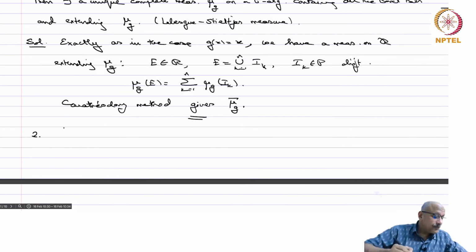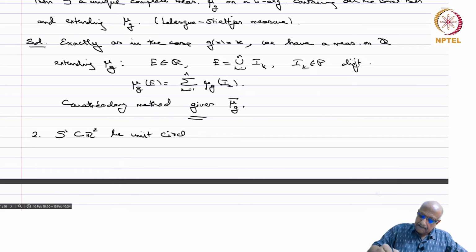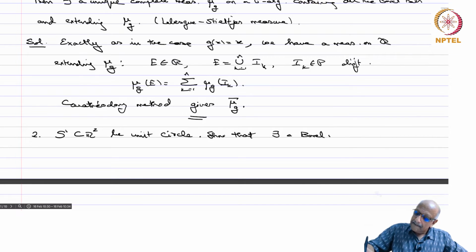Exercise 2. Let S1 contained in R2 be the unit circle. Show that there exists a Borel measure on S1. S1 is a topological space because it inherits the topology of R2, and therefore you have open sets, and the sigma algebra generated by those open sets are called the Borel sets in S1.